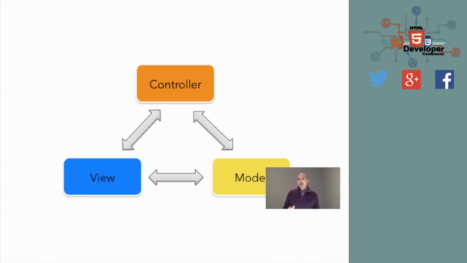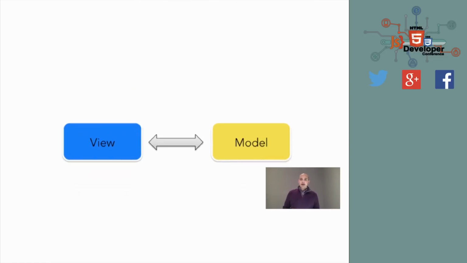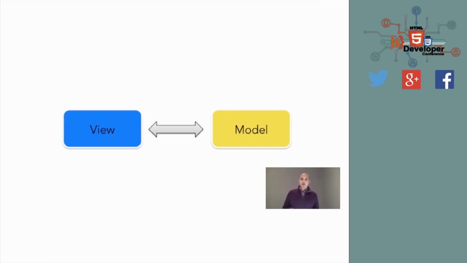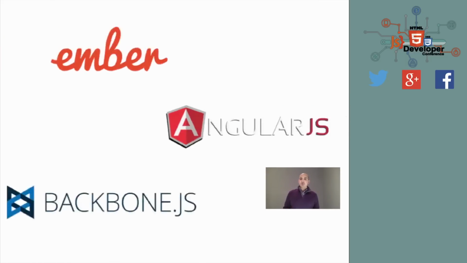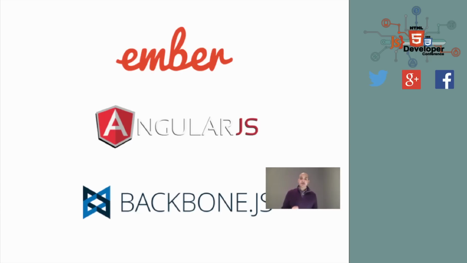Now, I know there's a lot of folks out there who use an MVC framework. Today I want to focus on one particular part of the MVC triangle, and that's the model and view. A lot of people out there use frameworks like Ember or Backbone, and all of these different frameworks have different approaches to doing model-view synchronization. And none of them has really won out. They all have their benefits and drawbacks.